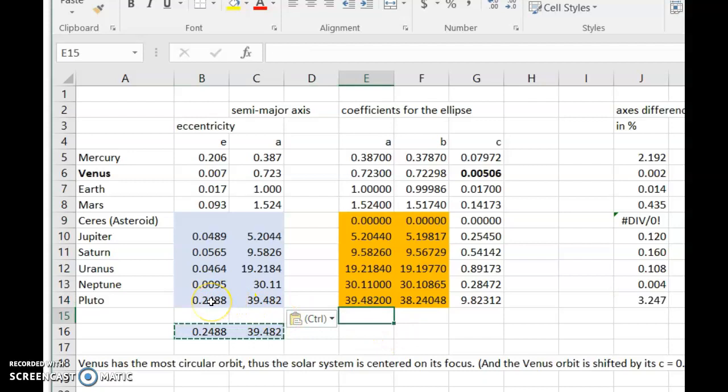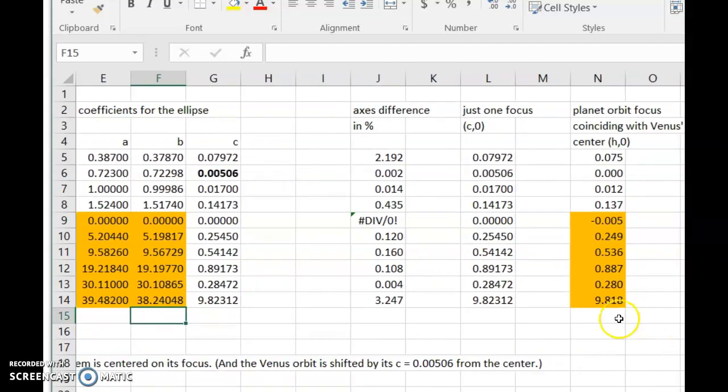By the way, I said the 0.2488 is relatively large compared to other planets, and you can see that all of these here have 0.0-something for the eccentricity, which means their orbits are virtually circular. The only exception being Mercury, but even that still looks circular, just a little bit more oval than the others. Okay, now the numbers that I do need are these here, the 39.482, the 38.240, and then there is one little bit off here, and that is the focus, 9.818. So that means that the Sun is actually quite a bit away from the center of Pluto's ellipse.